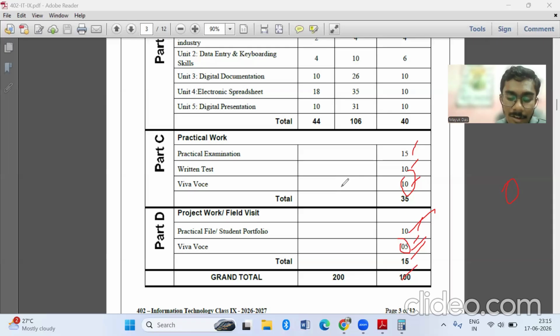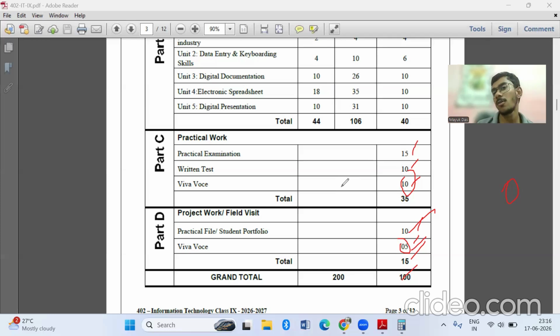And among the 50 marks of the practical side, many students score 40 plus marks, more than 40. So this is not a thing to be thought of very complicatedly. But yes, your practical file should be a good file. I won't say it should be excellent, but the practical file, that is the portfolio file.